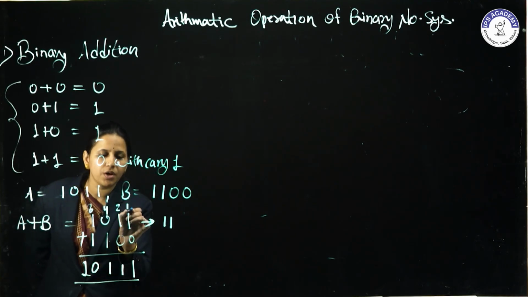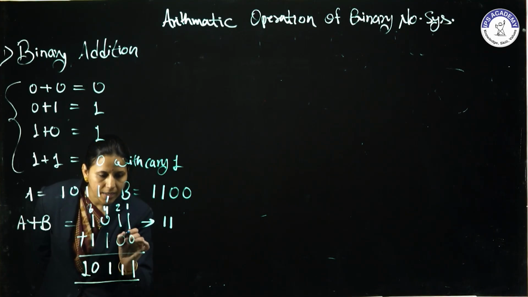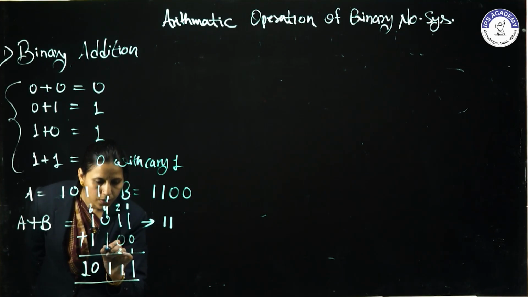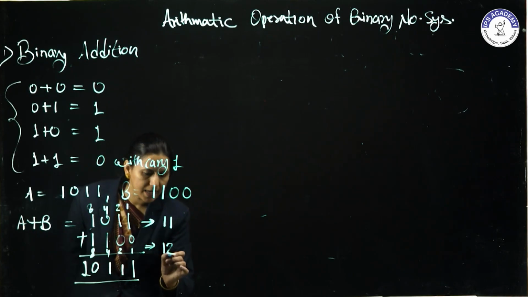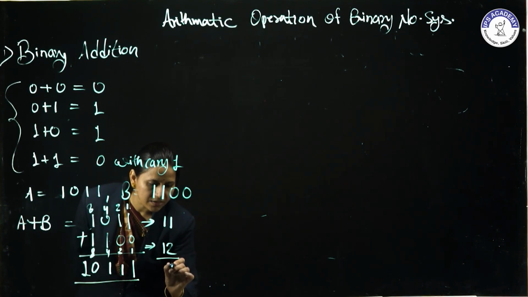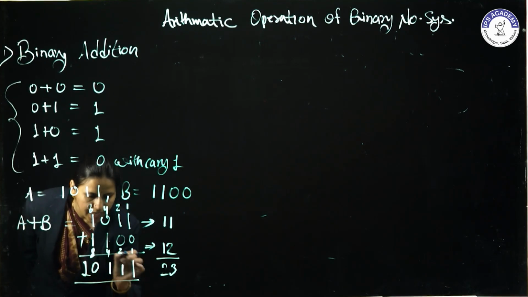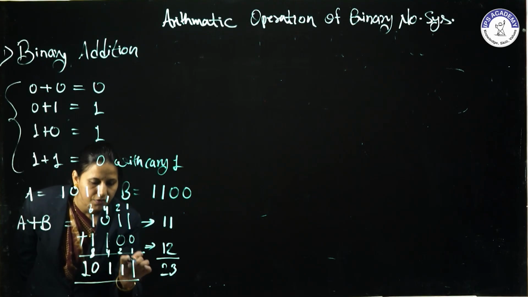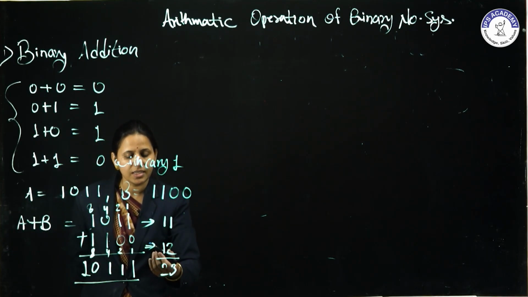Same, use the concept of 1, 2, 4, 8 for this number. 8 plus 4 is 12. So, the result in decimal is 11 and 12. If the result of A plus B in case of binary is 23, then we can say that this addition process is correct.